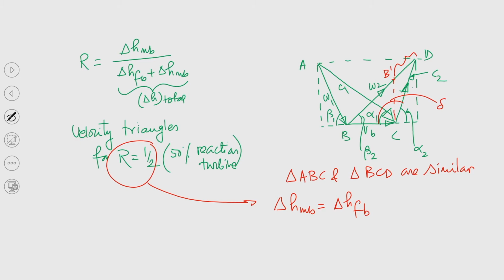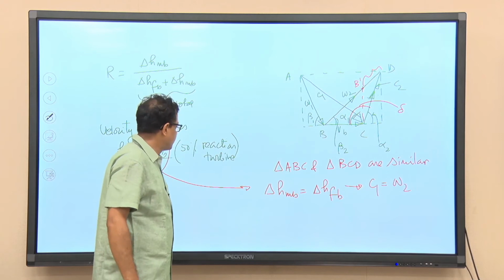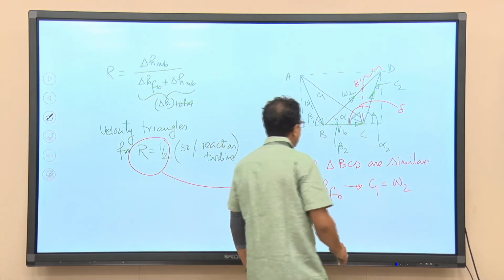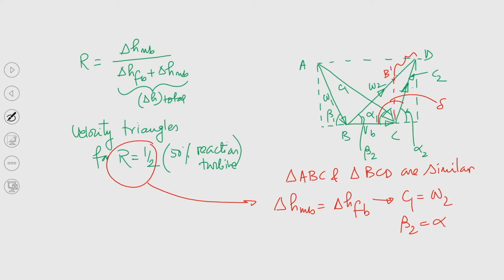Now, since delta H MB is equal to delta H FB, C1 equal to W2, right. Relative velocity will be higher, so that is what I have been discussing. Because of this higher C2, this amount of relative velocity should be higher, and since the degree of reaction is enthalpy drop in the moving blade equal to enthalpy drop in the fixed blade, C1 equal to W2 and also beta 1 equal to beta 2 equal to alpha 1.